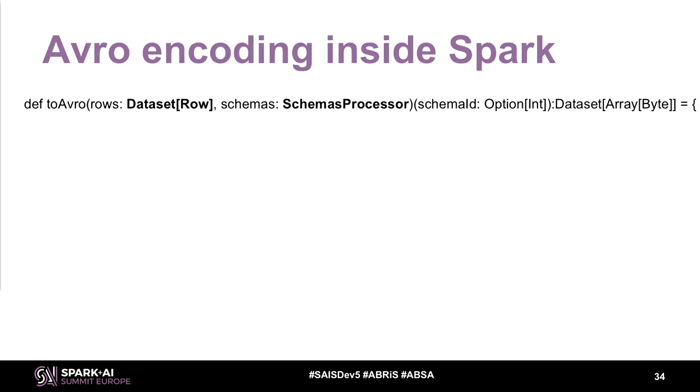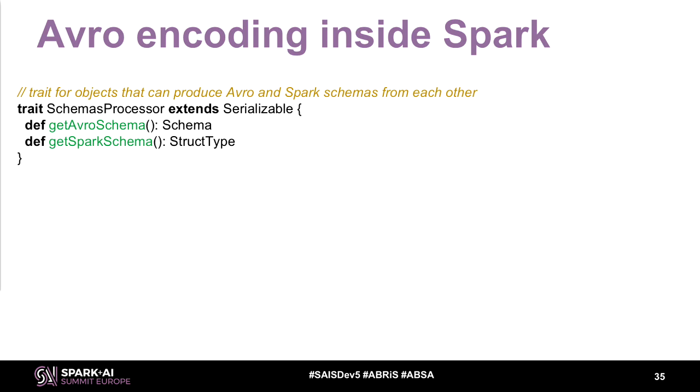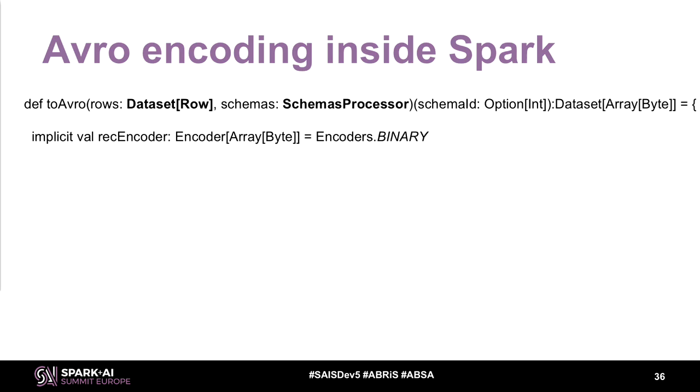So before we understand the whole method, it's important to mention that schemas processor is just an abstraction for whatever class that can create an Avro schema out of a Spark schema and vice versa. So this class must be able to provide schemas, Spark schemas and Avro schemas that are interchangeable in this sense, okay? So we create the encoder for Spark. This is important to do serialization, so I believe that most of you are familiar with this object.